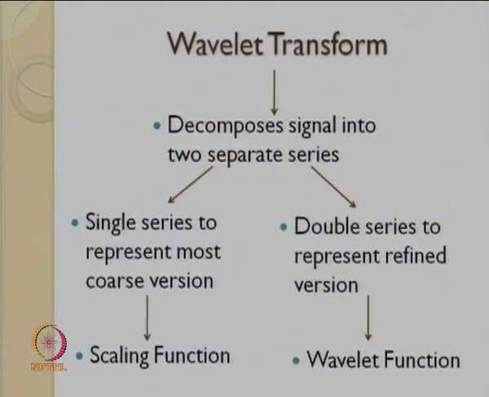So, a quick recap. We started our journey by saying that wavelet transform in a way decomposes a signal into two separate series. A single series that would represent the approximations, and that would actually emerge out of the underlying scaling functions phi of x, and the double series to represent the details, the refined version of the signal. And this is high pass filtering, and this gets originated out of the underlying wavelet functions, psi of t or psi of x.